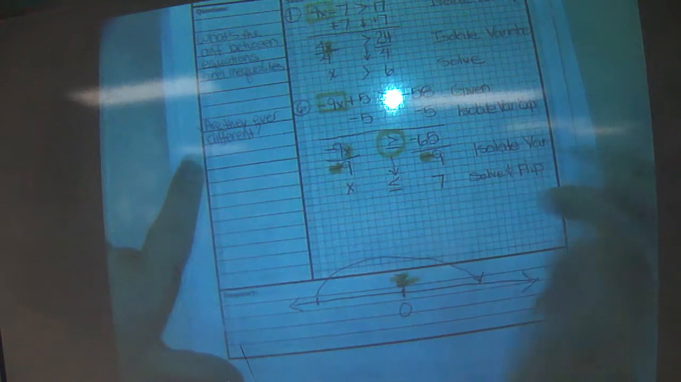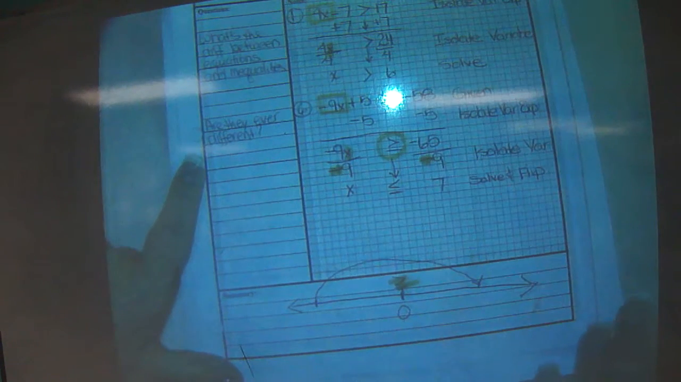And that's why we flip the sign. Solve and flip, because we went across that 0. Because when you multiply or divide by a negative, we have to change the sign. And if we have to change the sign, we also have to change the inequality because of the mirror image, because of the bounce across 0. So are they ever different? Yes.